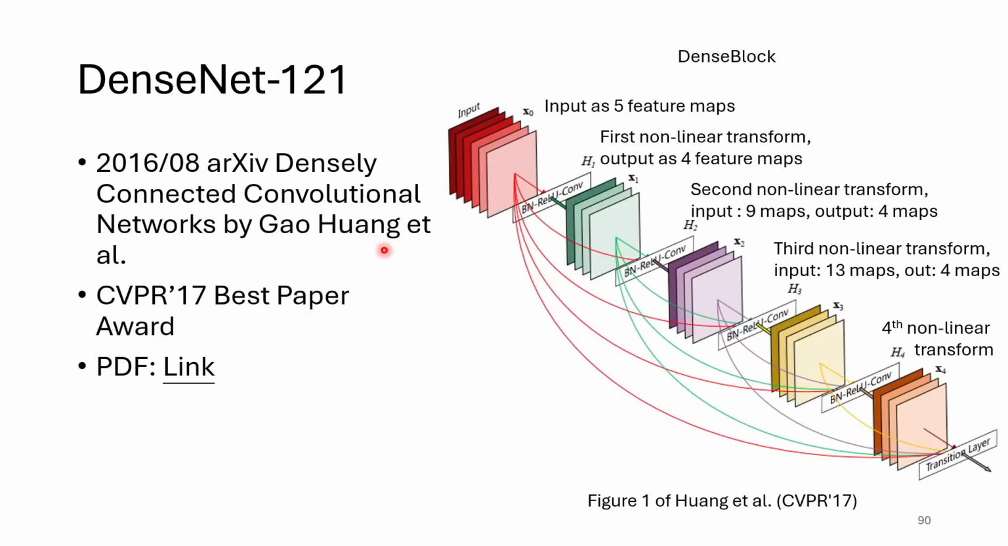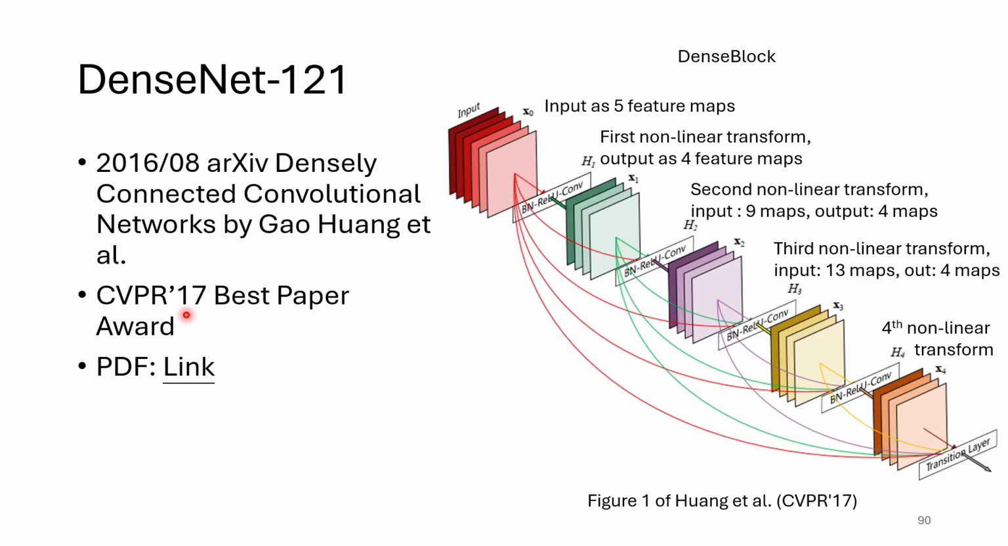So let's talk about the technical details. In 2017, what was the state-of-the-art image classification algorithm? It is DenseNet. This is the architecture of DenseNet. First, let me take a look. It was published in August 2016 as an arXiv paper, and in 2017, at CVPR, it got the best paper award.